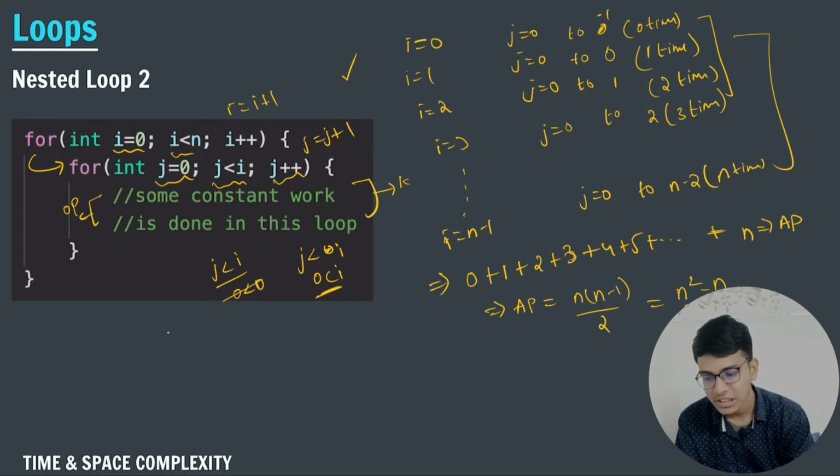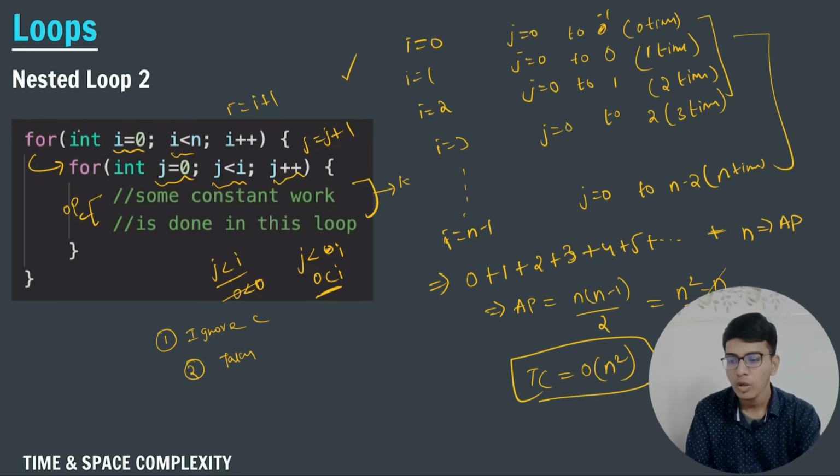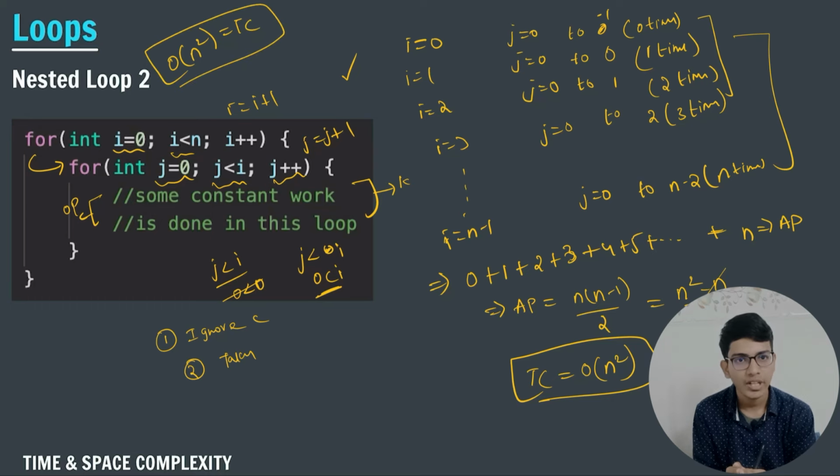And what is the first step? That is, ignore constants. And the second step is take the largest term. So first of all, we will ignore constants. After that, we will ignore the smaller term. So my time complexity will become big O of n square. So for this nested loop also, we got our time complexity as big O of n square. Now let us take another example which is very, very important when it comes to nested loops. So let us see that.